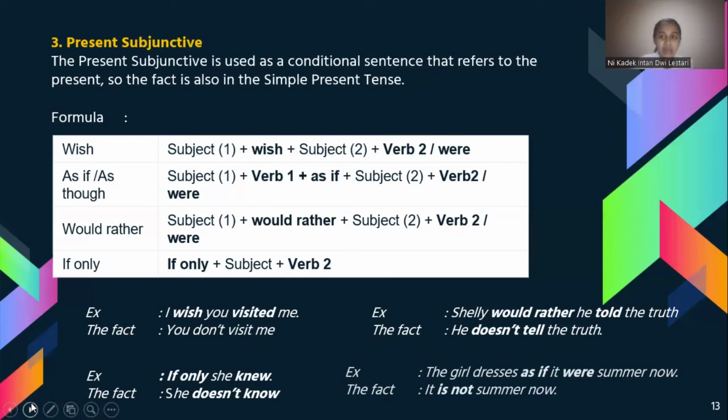And then in here, I also have the examples. The first one, I wish you visited me. The fact is, you don't visit me, or you didn't visit me. And then for another example, Sally would rather he told the truth. The fact, he doesn't tell the truth. And then another example, if only she knew. The fact, she doesn't know. And the last example is, the girl dresses as if it were summer now. The fact is, it is not summer now.